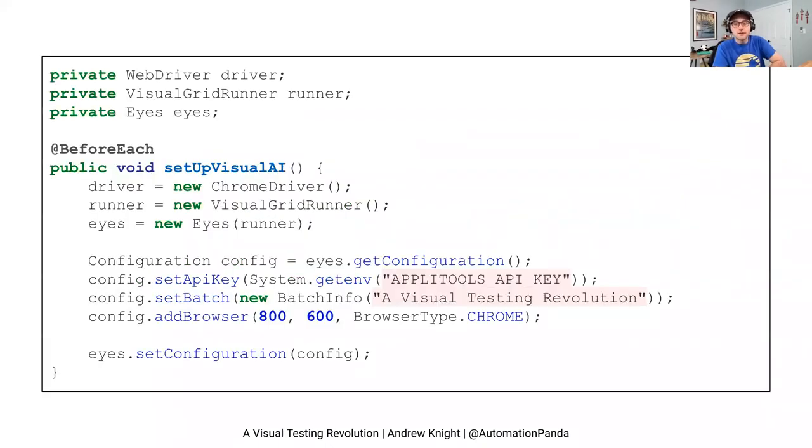Then we need to set up visual testing objects in a test setup method. We can pop this right into JUnit. We'll still need to use that WebDriver object we had before, but we also need a visual grid runner to upload snapshots to the Applitools Ultrafast Test Cloud. And we need an Eyes object to take visual snapshots during test execution. The configuration object sets the API key, the test batch name, and the browsers that we want to test. Here, I'm just using Chrome, but we can do others as well.